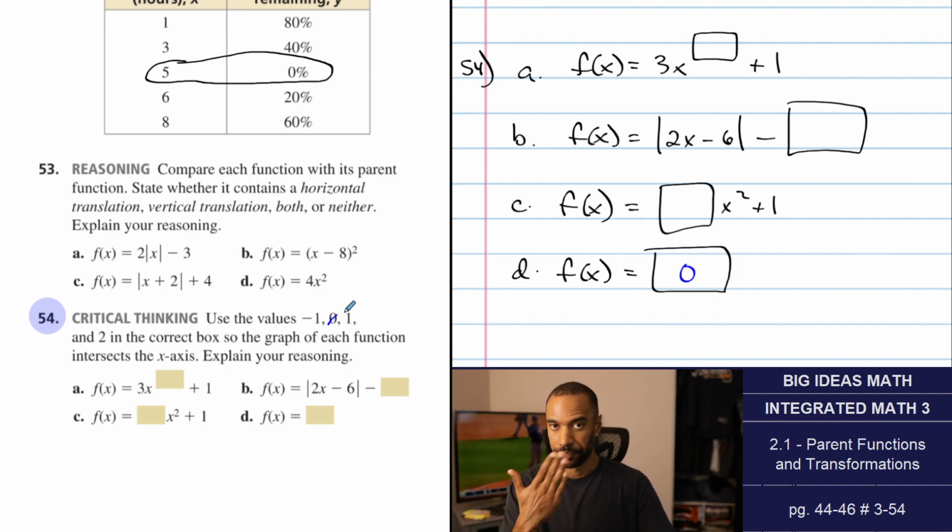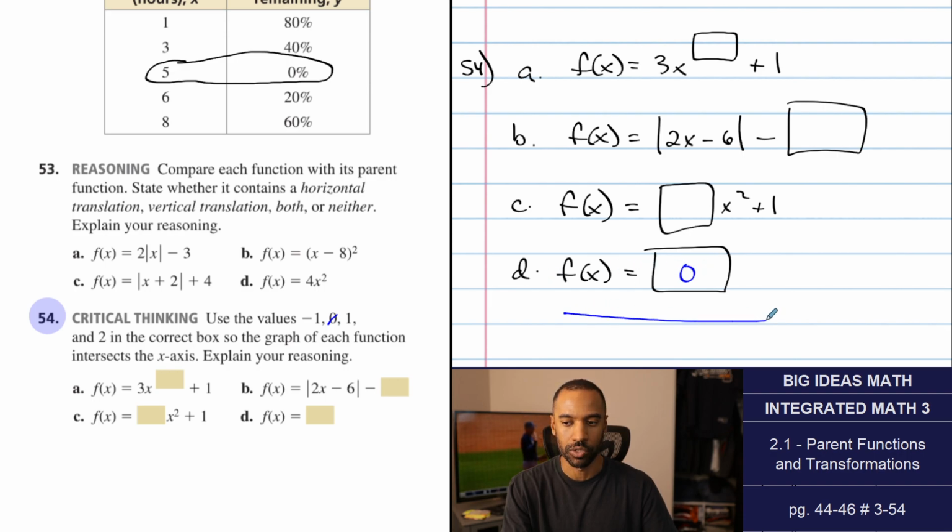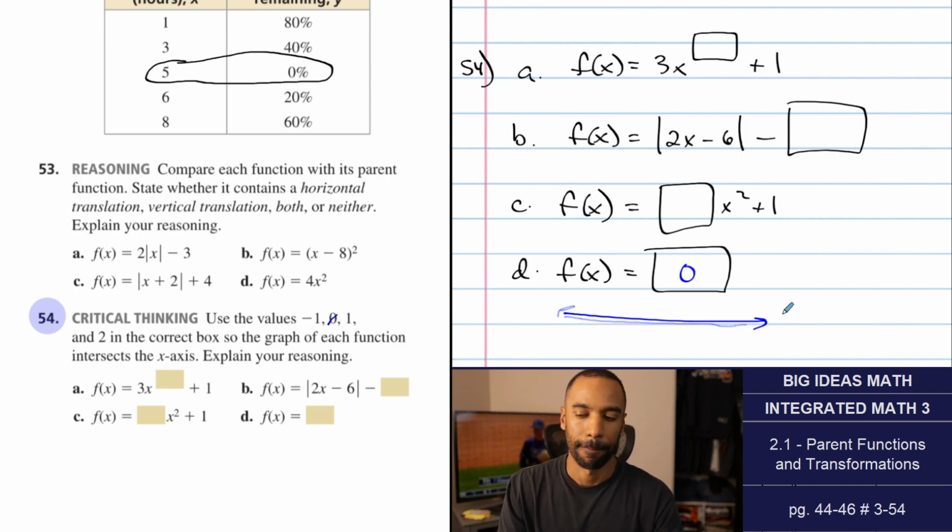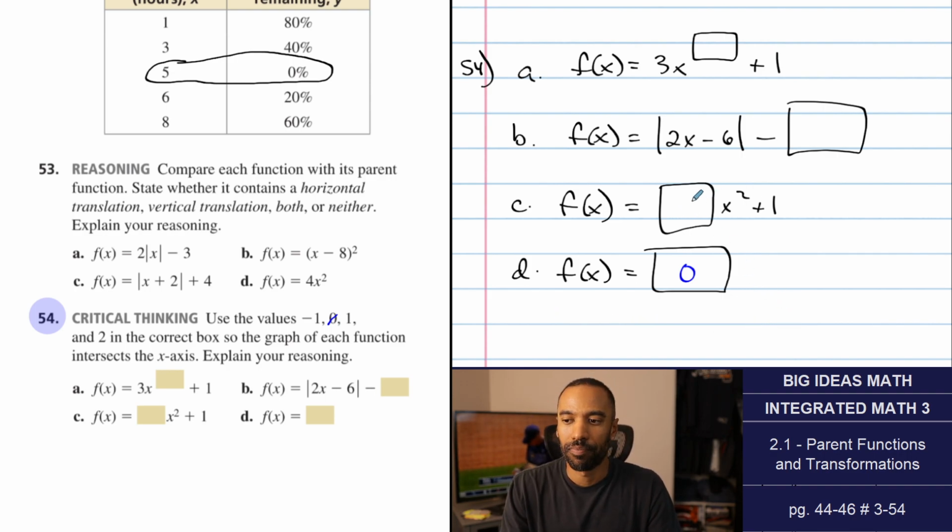I'm saying it out loud. This is literally the x-axis itself. Y equals 0. There's the x-axis, and that's the line as well. Okay, here's the first one. Let's look at this one next.